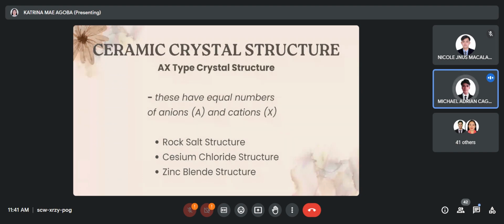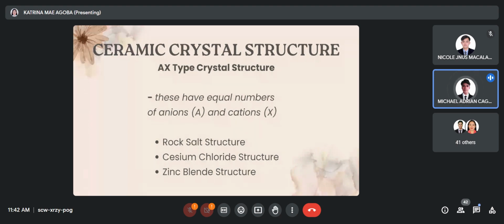So for the ceramic crystal structure naman, we have AX-type crystal structure. These have equal numbers of anions and cations. The AX crystal structure is a simple way to describe the arrangement of atoms or ions in certain types of crystal structures. In this system, A represents the central cation, and the letter X represents the surrounding anions, which are the negatively charged ions. And they are bonded to the central cation. So in simple terms, you can think of it as the A atom or ion at the center and the X atoms or ions surrounding it in a specific pattern.